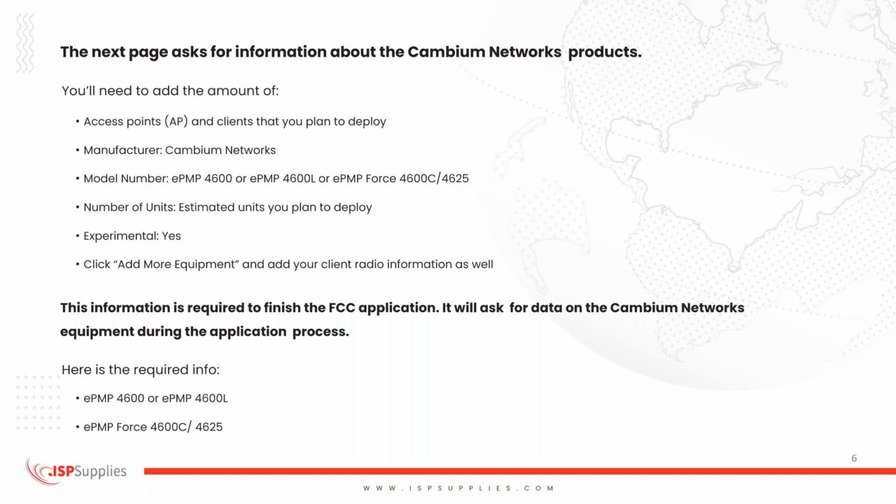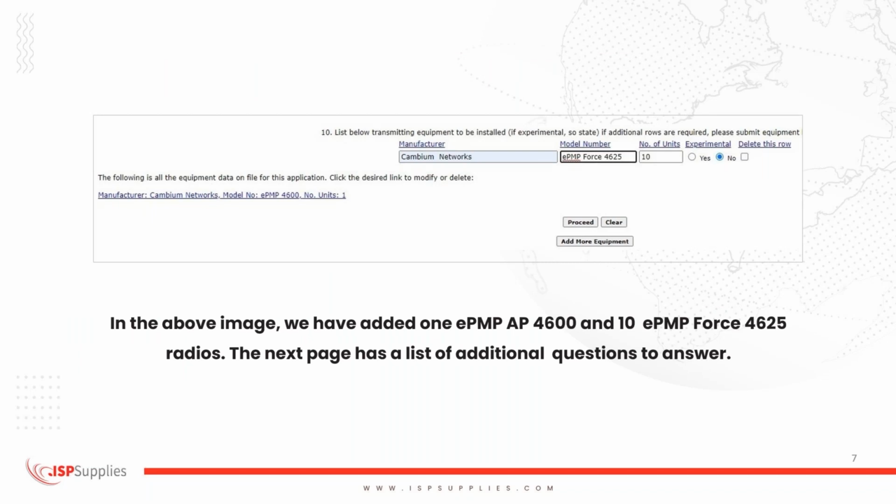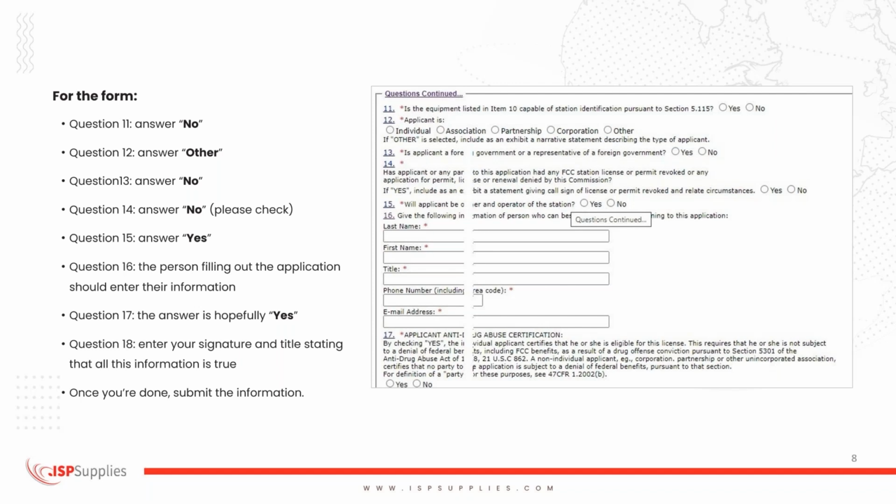So for the 4600, you, of course, pick the manufacturer that you're going to use, the model number of units, click on experimental, yes, and then proceed. Now, from there, question 11 identifies equipment such as radio stations, those sorts of things. So you want to click no on that.